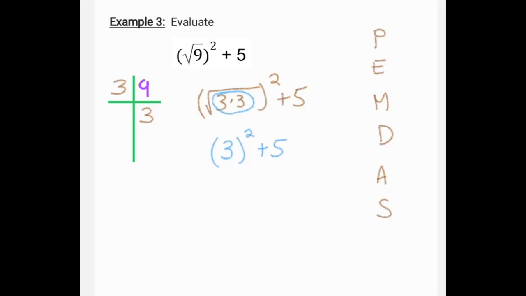And then now we have an exponent next. So exponent, 3 squared will give us 9, because that is 3 times 3. And we copy our plus 5. Do I have a multiplication? I do not. Do I have a division? I do not. Do we have an addition? Yes, we do. So 9 plus 5 gives us 14. So our final answer is 14.